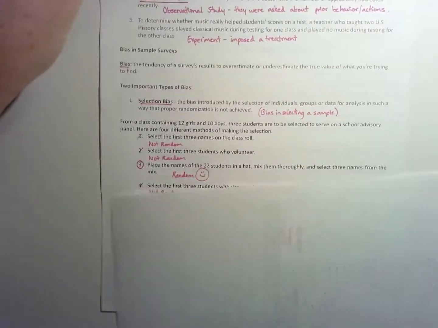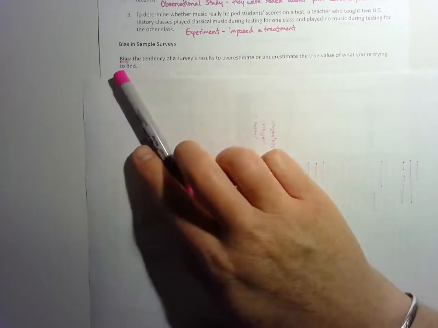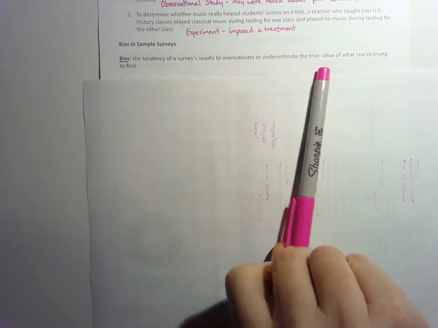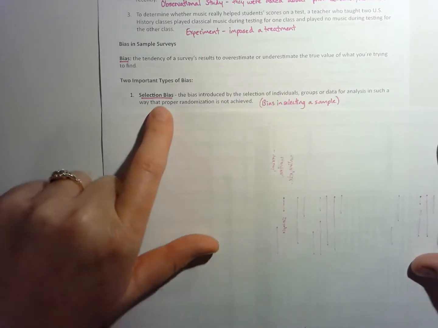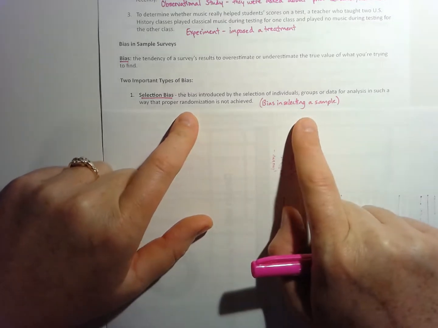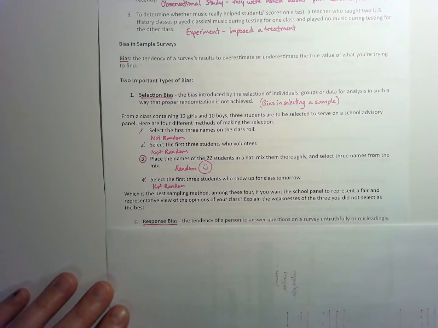So the next part, we need to add some more vocabulary to our notes. Bias is an important word to put in our notes. That is the tendency of a survey's results to overestimate or underestimate the true value of what you're trying to find. And then the 2 main types that we look at are selection bias, which means that there was some sort of bias in how we select our sample. And then response bias is the tendency of a person to answer questions on a survey untruthfully or misleadingly.